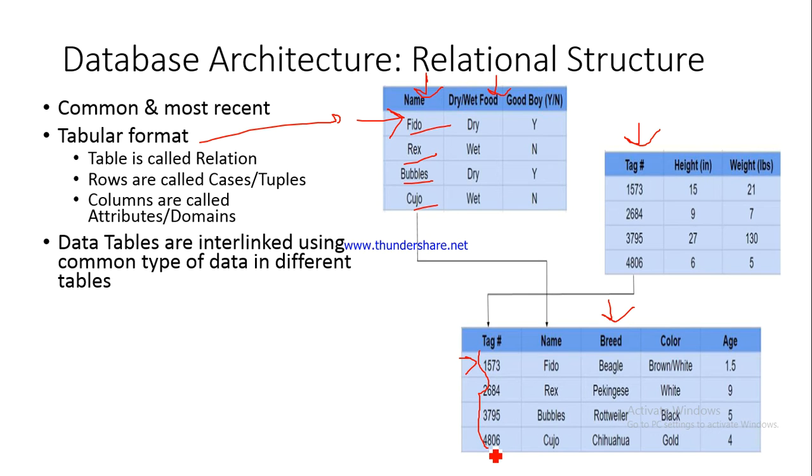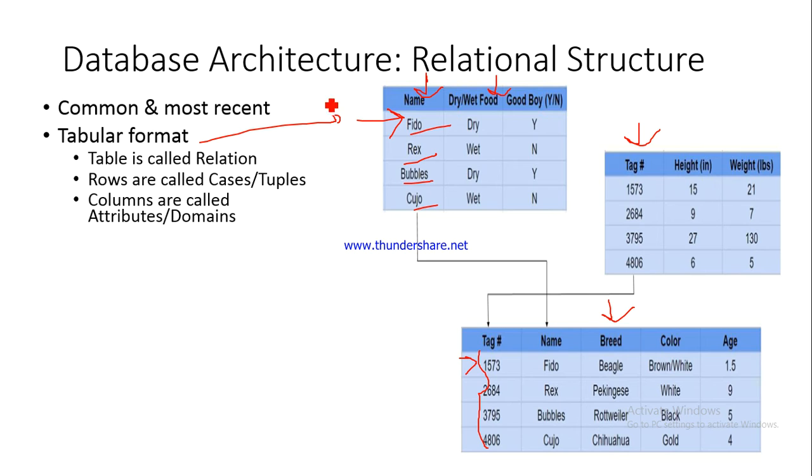Now you can understand that this data would be stored in this manner. For example, the dog name has been given, whether he likes dry food or wet food has been given, and whether he behaves like a good boy, that is what has been mentioned here. What is his behavior? If good enough, then we'll mention why, otherwise no, right? Here if you look at this particular table, you would find tag number, name, breed. Now breed has also been given, the color has also been given, and the age in years has also been given. However, here only height and weight plus the tag number has been given, right?